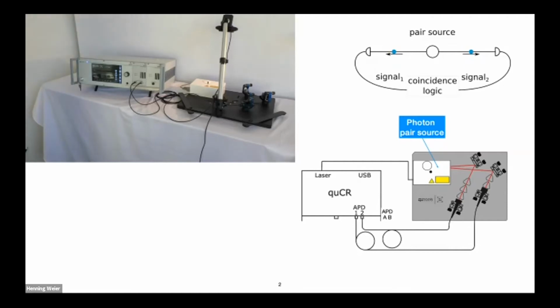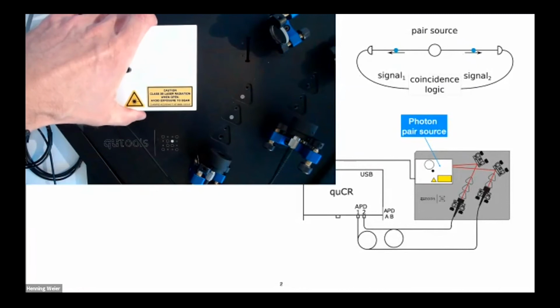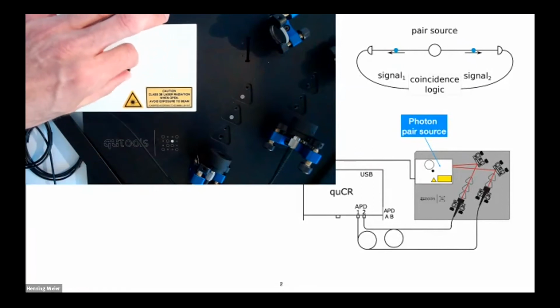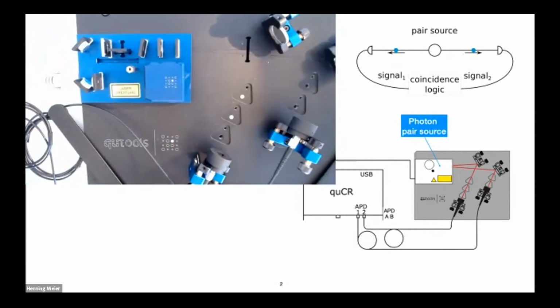So let me try to zoom in a little bit. Let's see how this works. I hope you can see now. It's like a bird's eye view of the source, right? So my finger is here now, and I will remove this enclosure that's there for laser safety protection, like this. And now you can see the components. I will also show this slide here.